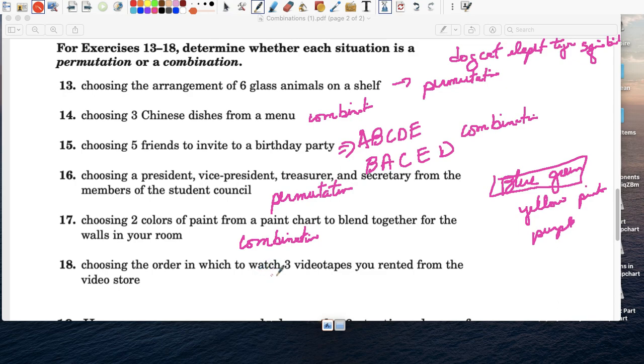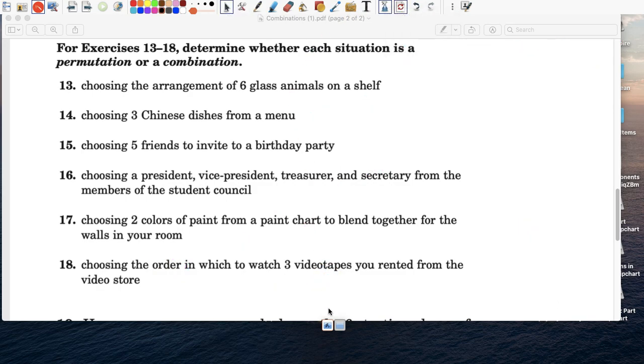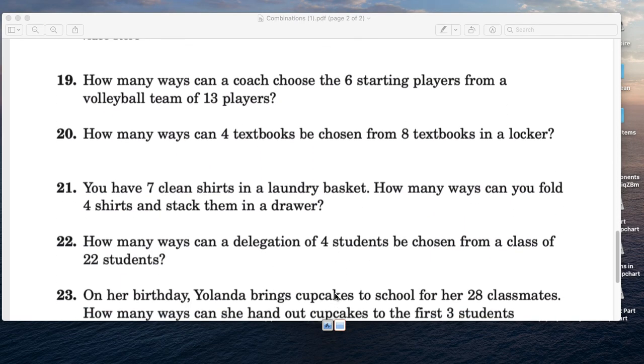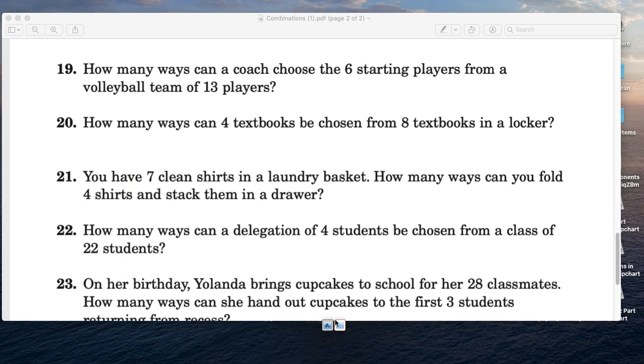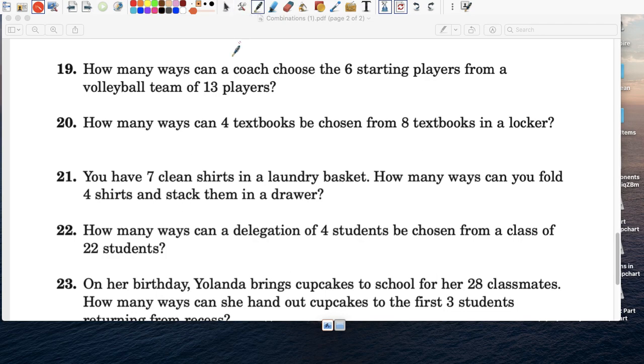Choosing the order in which to watch 3 videotapes you rented from the video store. Well, order, that is your key word, right? So that one automatically makes that a permutation. 19. How many ways can a coach choose 6 starting players from a volleyball team of 13 players? Now, this would be a combination, right? If it's 6 volleyball players, right?